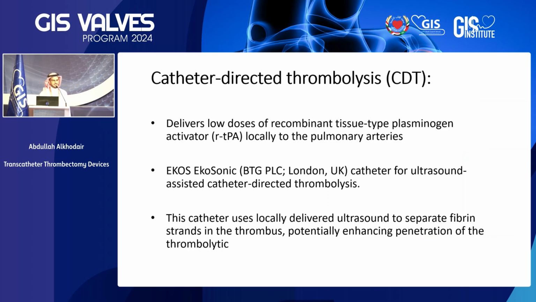So with the EKOS, instead of giving 100 milligrams of TPA, it delivers up to 24 milligrams of TPA over 24 hours, exactly at the site of the pulmonary embolism. Together, the catheter itself has some ultrasound emission that helps disintegrate the fibrin strands and supposedly improves the delivery of the TPA to that particular area of interest.